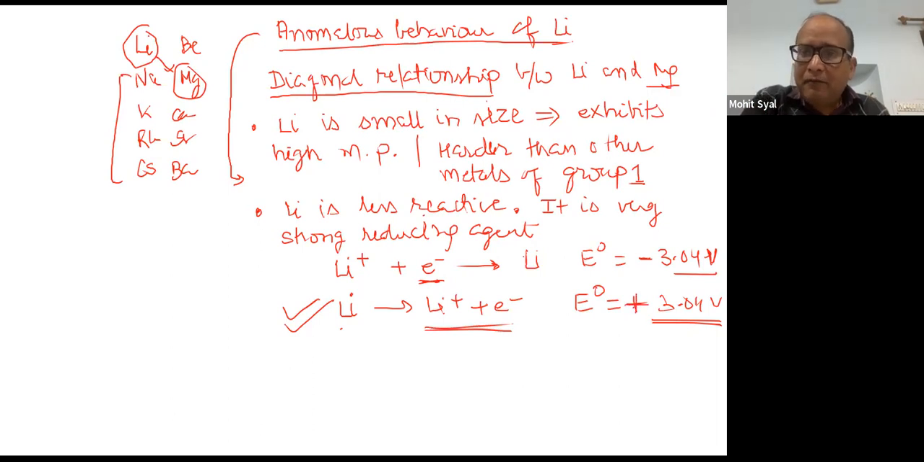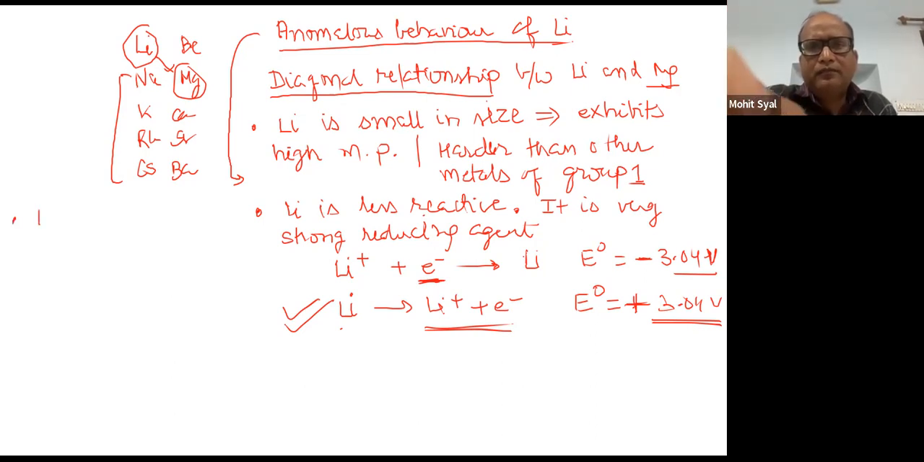But if you show the same thing in a reverse way, in which you are giving electron to lithium, that will not happen, and that's why it is negative. Is it clear, Fatima? Any doubt in this? No, sir.